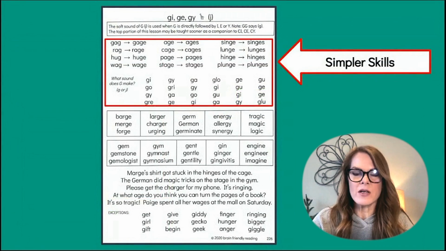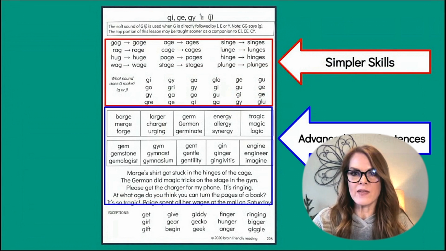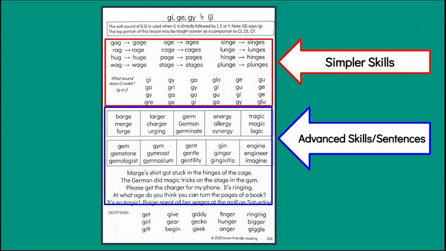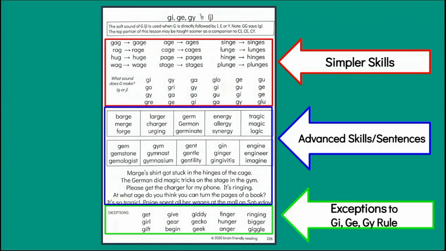The lesson page starts with simpler skills at the top, followed by more advanced skills in the middle. This middle section includes words and sentences with skills such as bossy R, consonant LE, and lots of multi-syllable words with VCV1 and VCV2 patterns. So if your students have been taught these skills, then you can use this section to teach and practice the GI, GE, GY pattern.